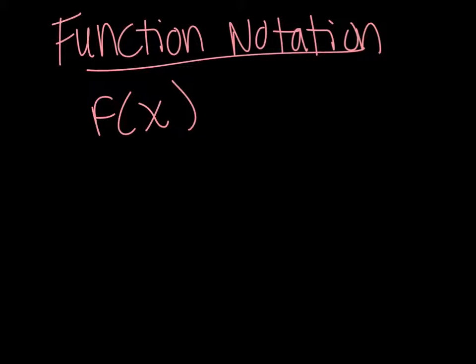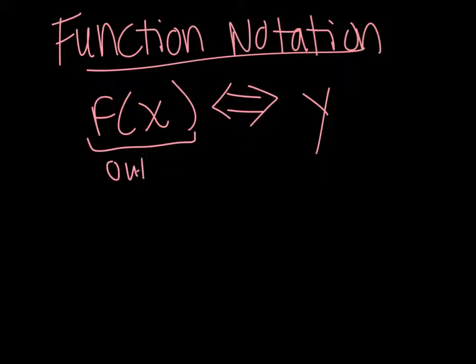So the last thing we need to know is function notation. f of x is basically the name of the function. It means that f is a function of x. And so f of x and y mean the same thing. Those are synonyms. So f of x, when you see it, should be associated with your outputs, because f of x and y are the same thing, and y is outputs as well.